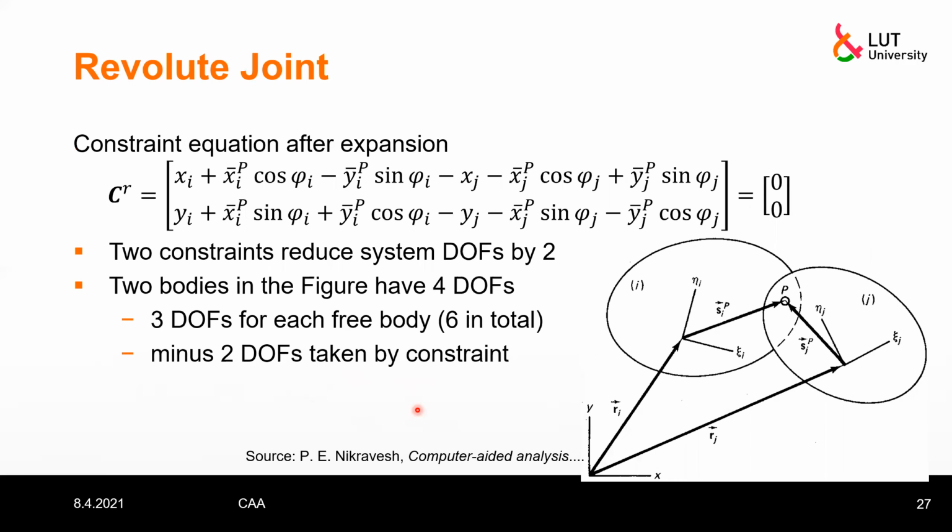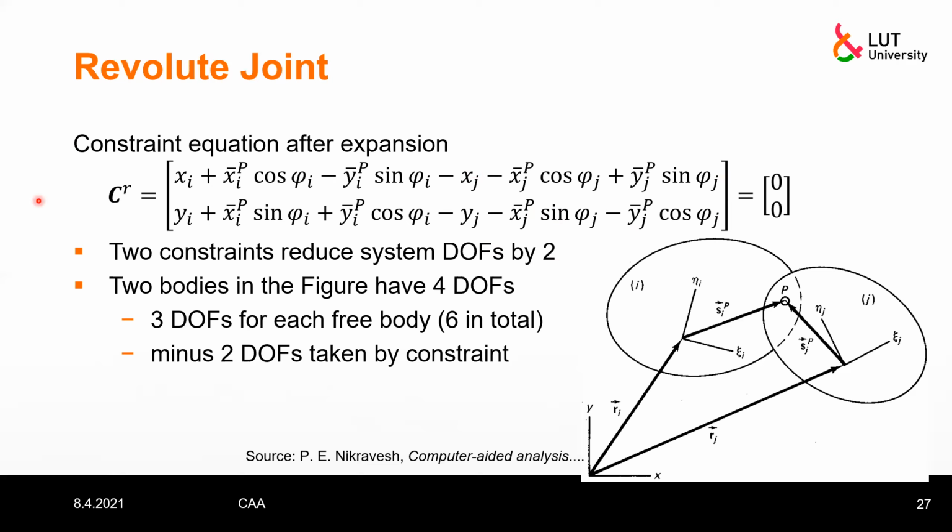And so about the revolute joint, here you can see how it looks when we expand it. After expansion, we multiply all those transformation matrices, so cosines and sines of phi i and phi j, times those constant entities of vectors S. And here we can clearly see those coordinates. Here are xi, yi, and phi i, which are coordinates of the i body. Those values are constant. Here are coordinates of body j, and those values are also constant. So this is a very convenient way.